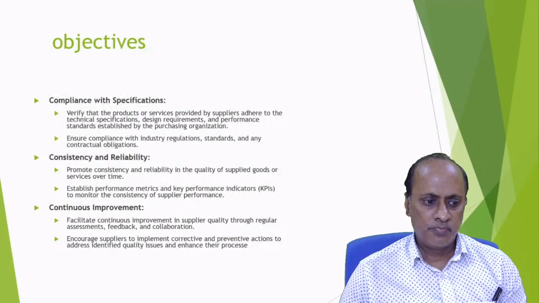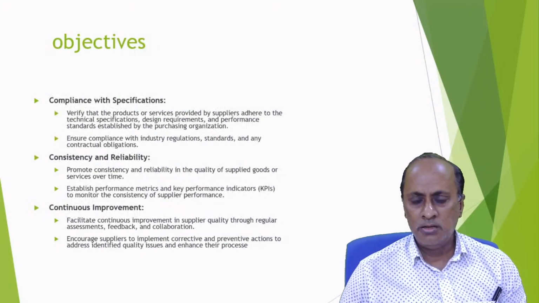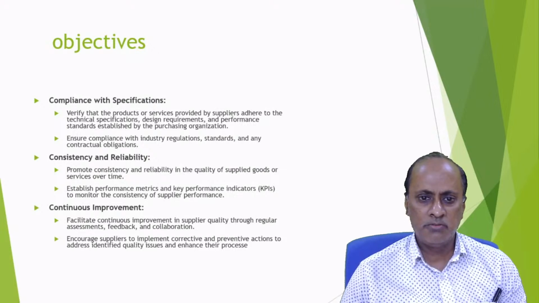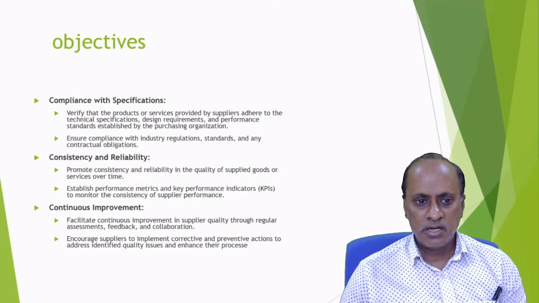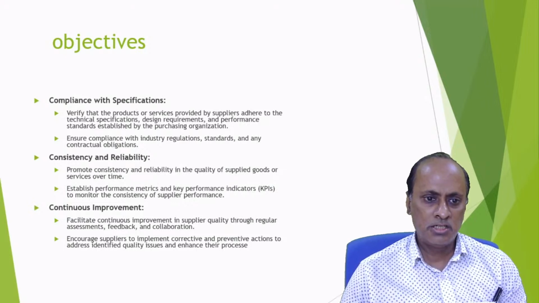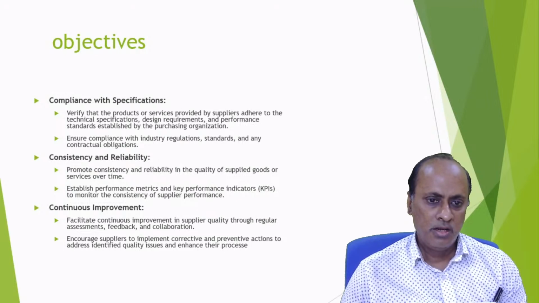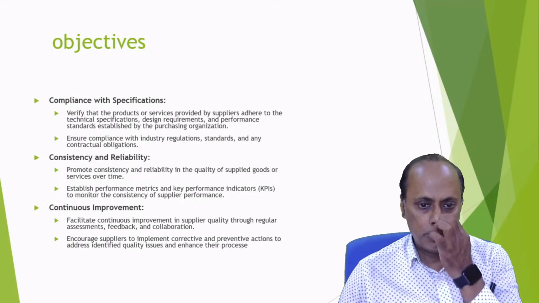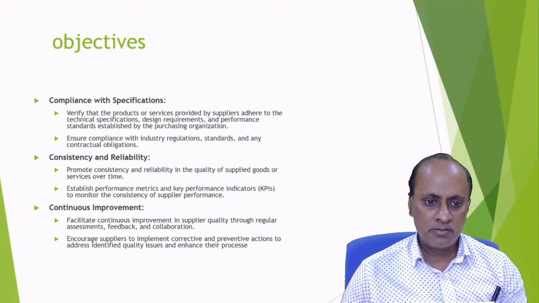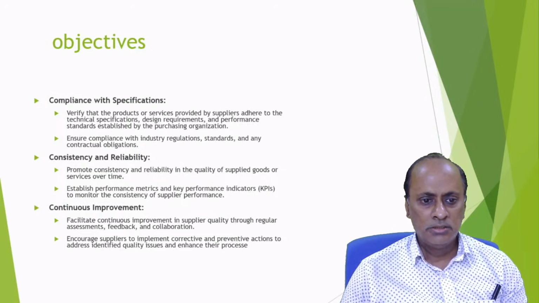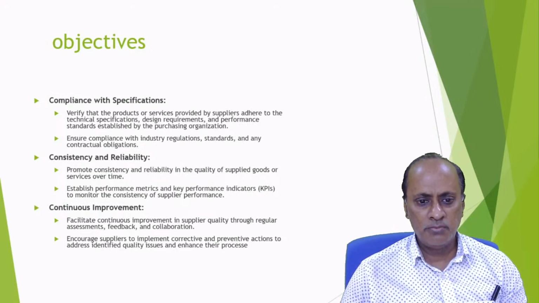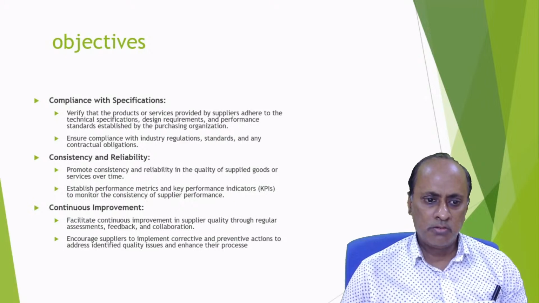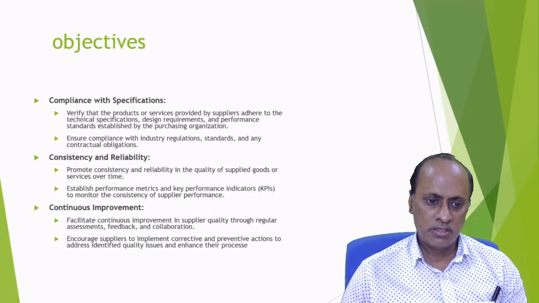Compliance with specifications. That means verify the products delivered by the suppliers are as per the specifications given by the manufacturers. Ensure compliance with industry regulations, standards, and any contractual obligations. Consistency and reliability. Promote consistency and reliability in the quality of supplied goods. Establish performance metrics and key performance indicators to monitor the consistency of supplier performance. And continuous improvement. Facilitate continuous improvement in supplier quality through regular assessment, feedback, and collaboration.